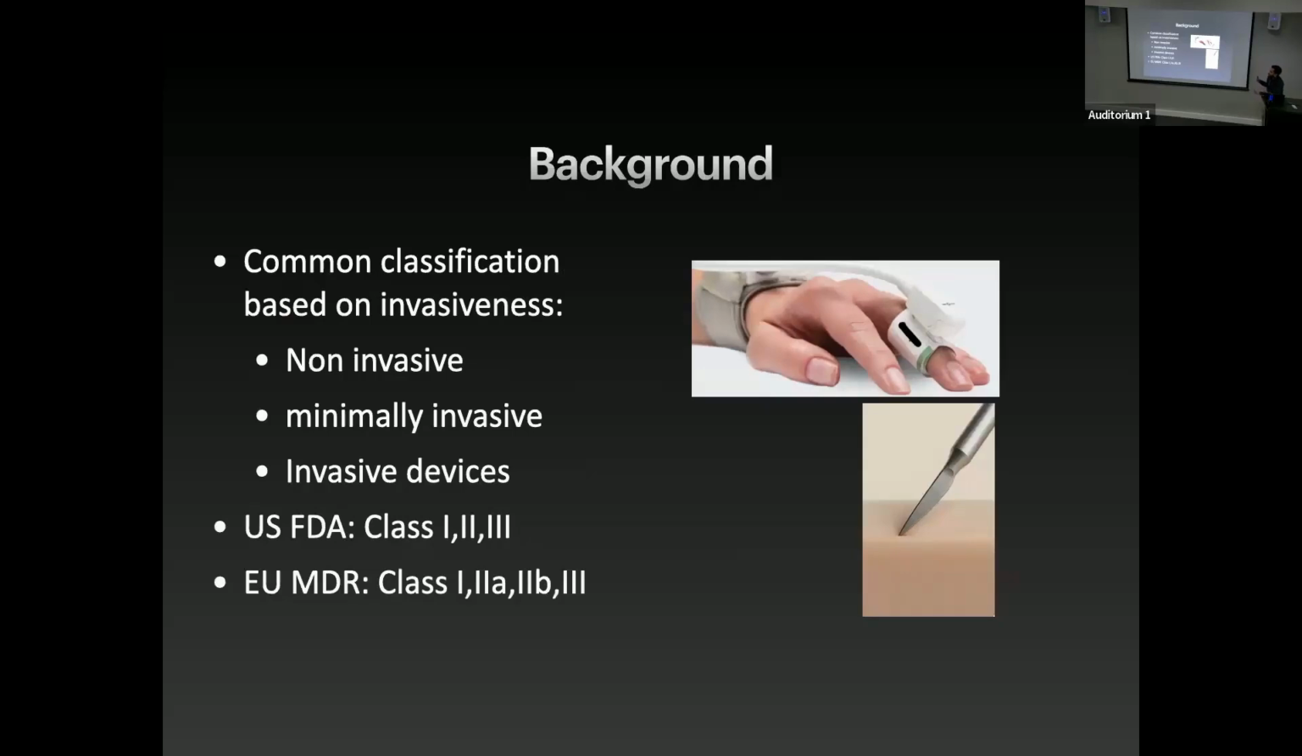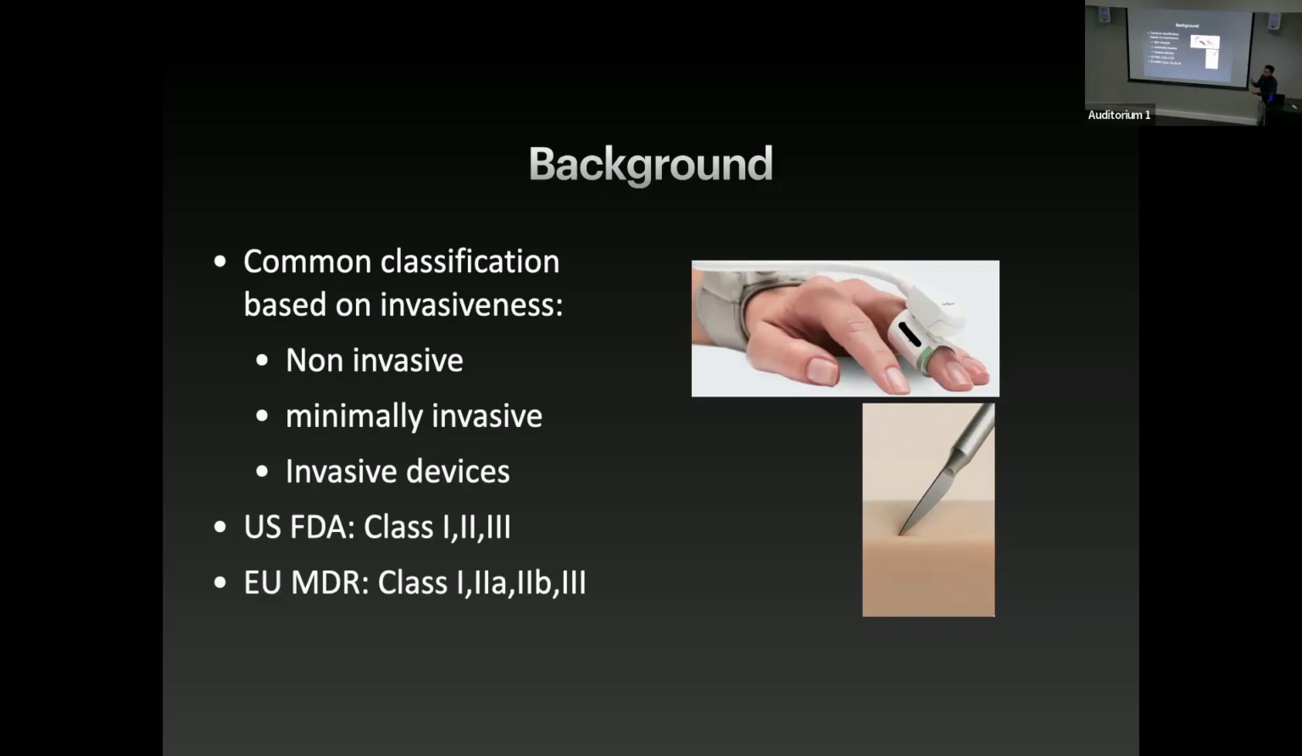Having said that, the medical device can be classified based on invasiveness. That's just one type of classification. It could be a non-invasive device, which means it could be just a simple finger probe that uses light to measure blood parameters, like an Apple Watch. It can measure some other parameters from your body.